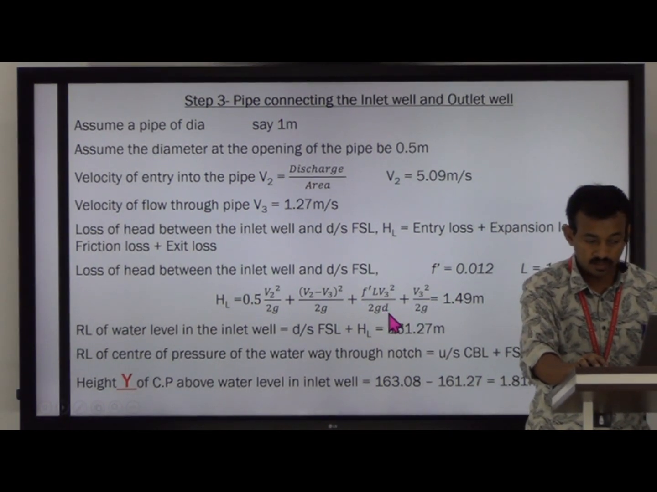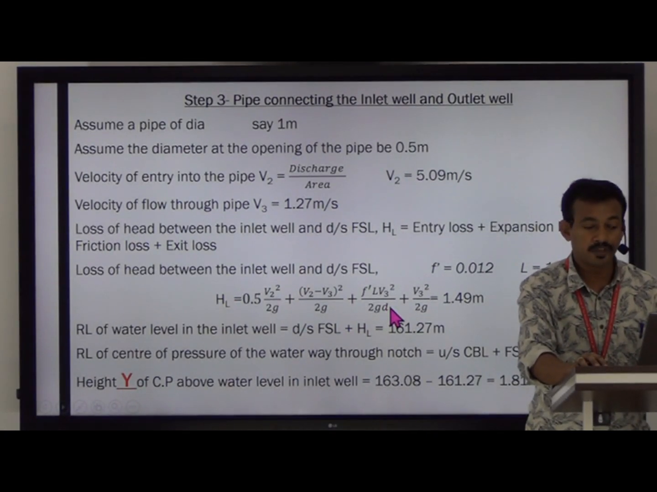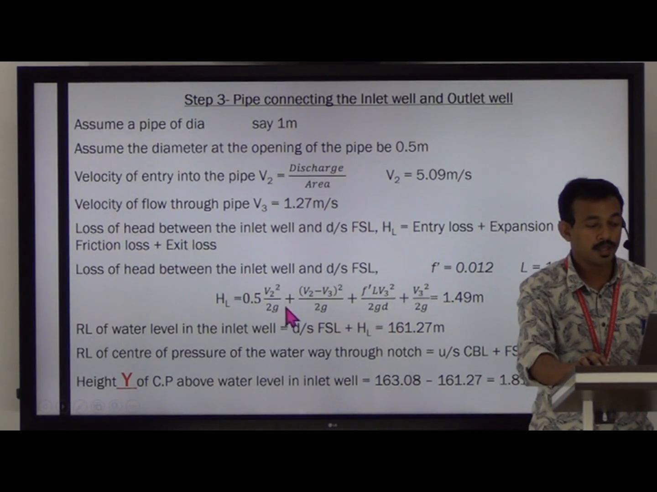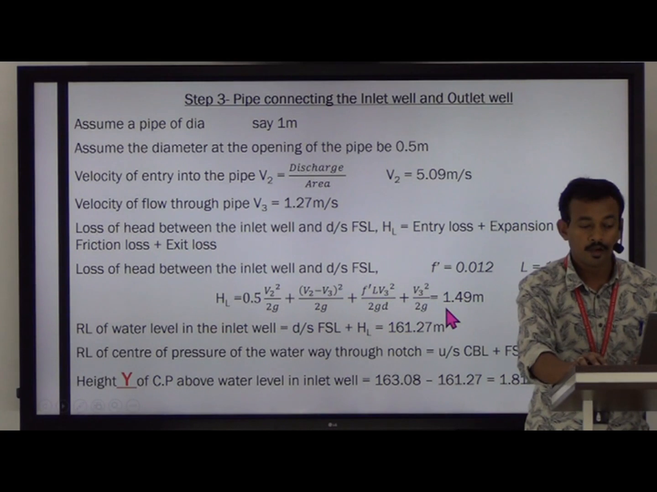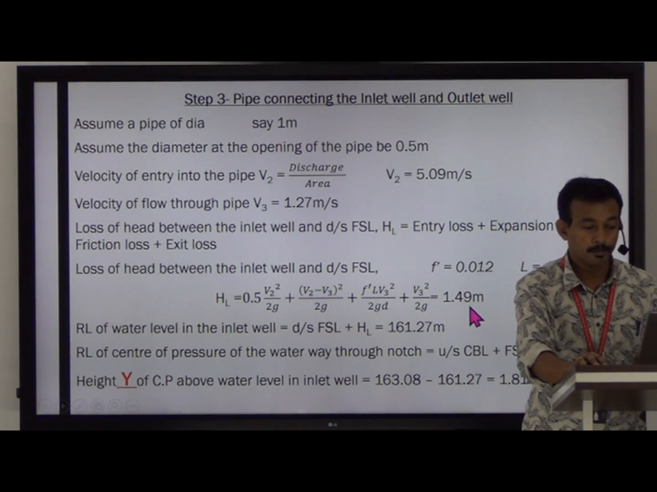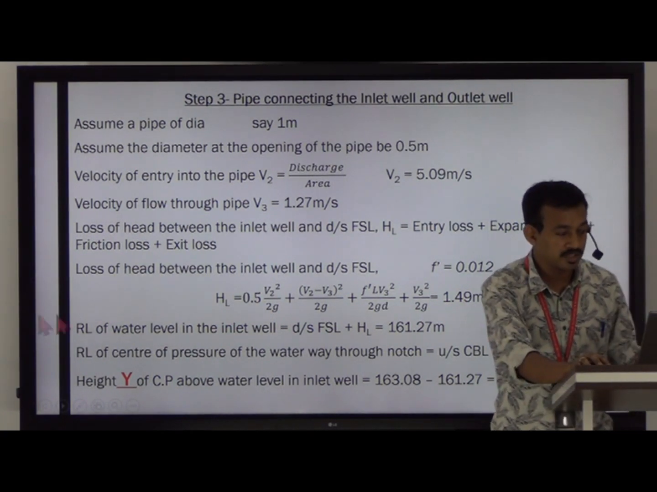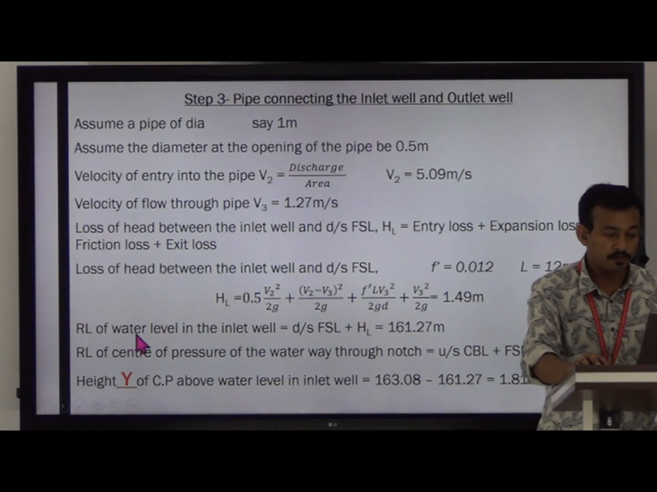Here small d is the diameter of the pipe. Here the diameter of the pipe is 1 meter. You can calculate the head loss, and the final value of head loss is 1.49 meter. Next calculation is reduced level of water level in the inlet well.